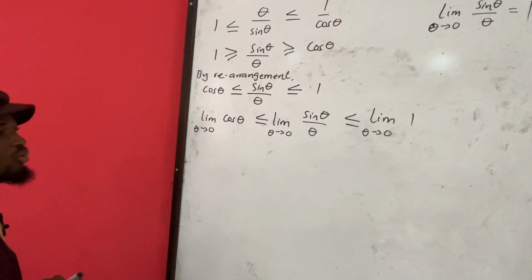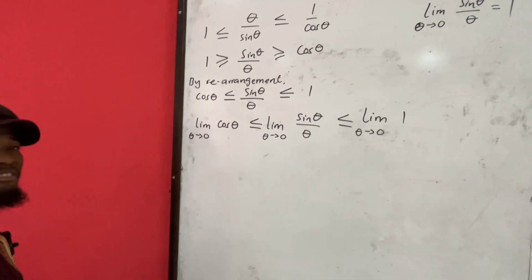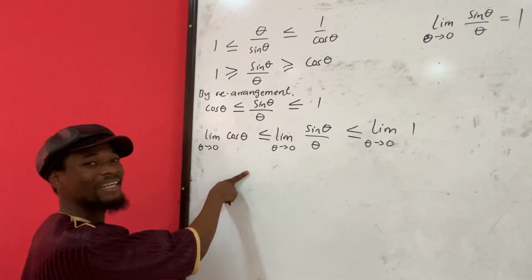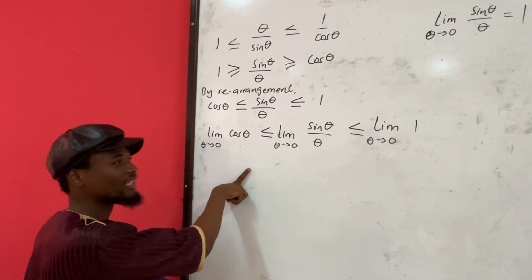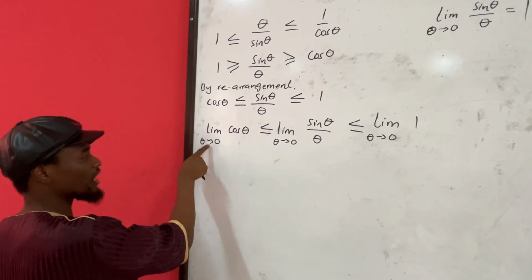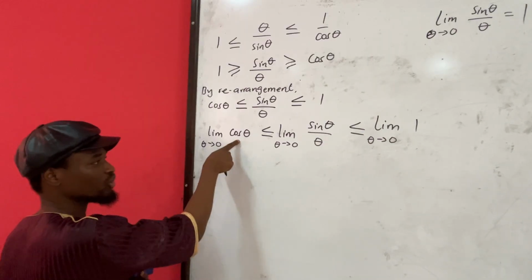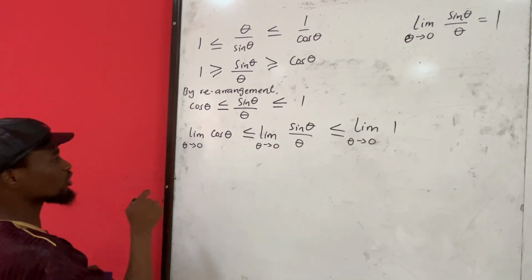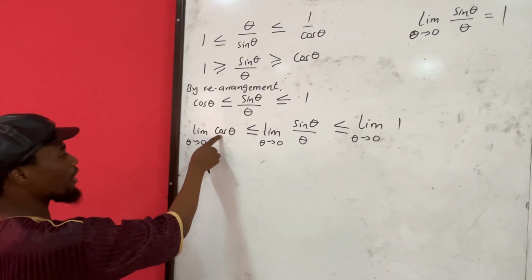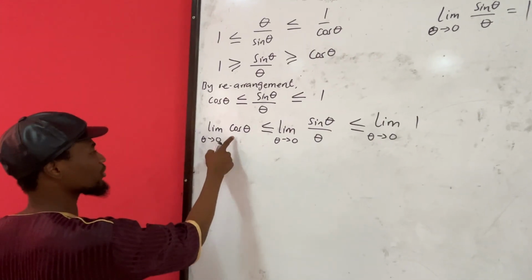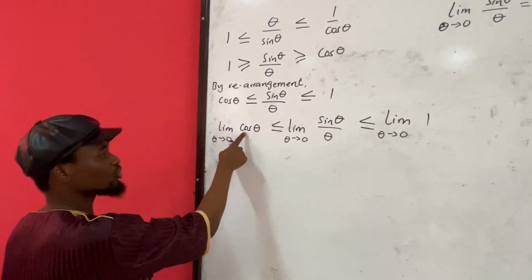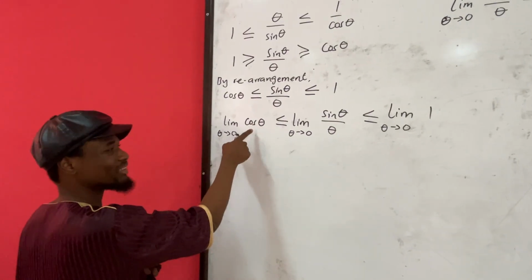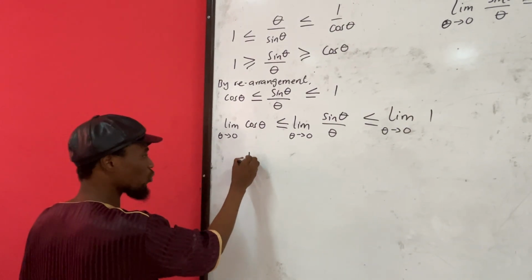So what can we do over here? Viewers, this is very, very trivial. Here, we are going to apply limits by direct substitution. What do I mean by direct substitution? You simply substitute theta approaches 0, or theta equals 0, into all of them. So we have cos theta here. What is cos 0? Wherever you see theta, you put 0 there. So cos 0 is simply 1.